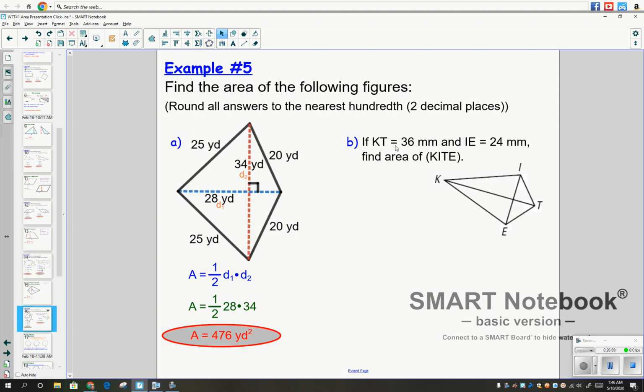Part B, if KT is 36 and IE is 24, what do I know about 36 and 24? They're the two diagonals. And they're perpendicular because it's a kite. So how do I find the area? 1/2 d1 times d2. 1/2 times 36 times 24. Type that into my calculator and end up with 432 millimeters squared.